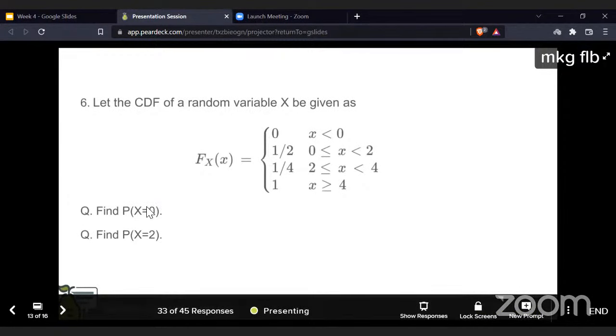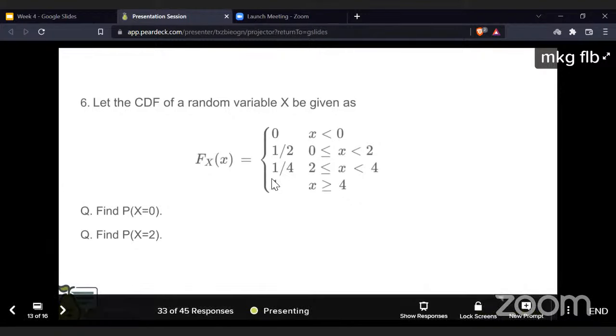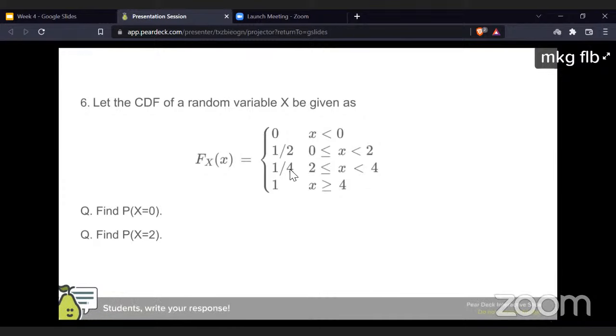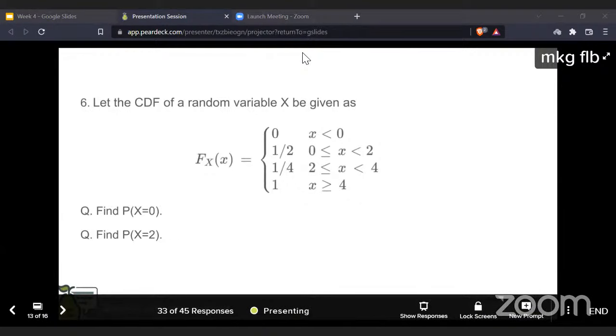And what should be the value for probability x equals 0? 0.25. And what should be the value for x equal to 2? Again 0.25, because at 2, as you can see, it is 1 by 2, and the difference is just 0.25. Between two steps, you have the difference of 0.25. So again, probability x equal to 2 is 0.25. Because there are jumps here, the answer for both of the questions is 0.25 and 0.25.